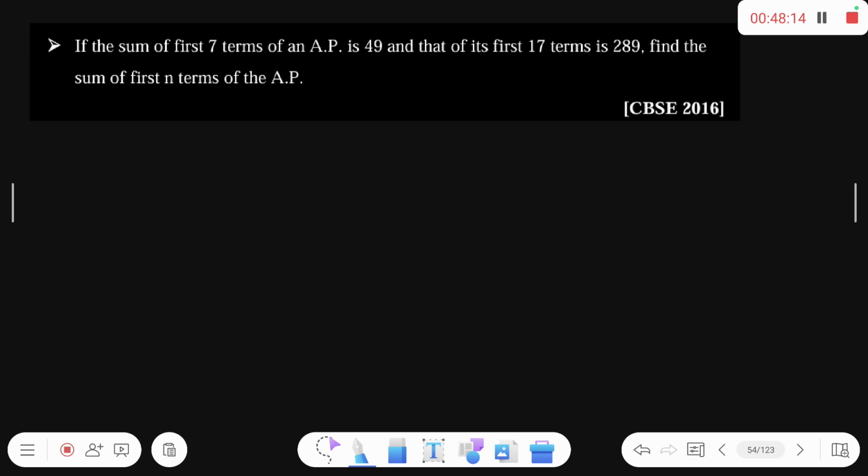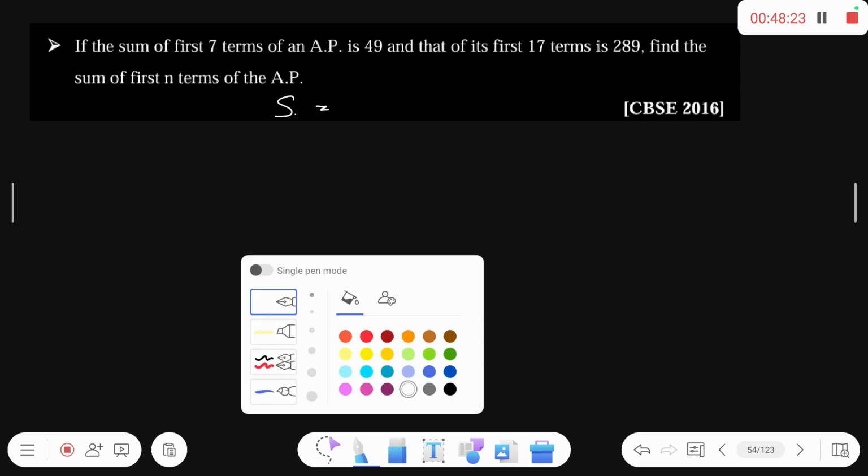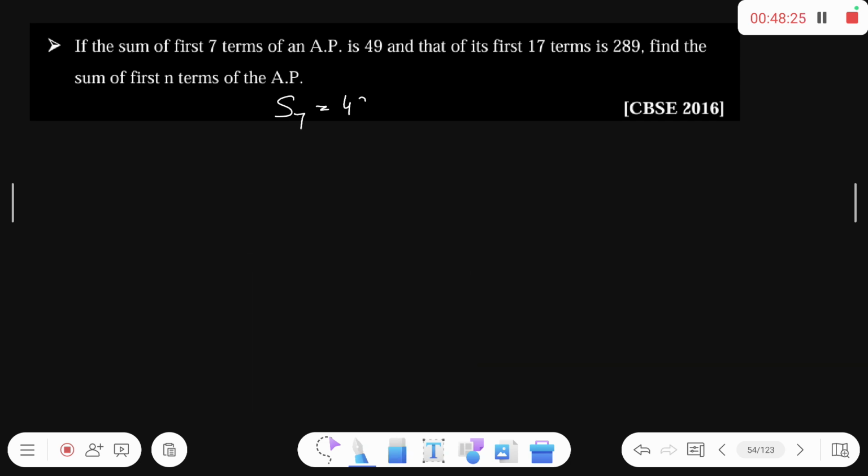Next, if the sum of first 7 terms of an AP is 49, S7, sorry, not SN, S7 is 49, and that of its first 17 terms, S17, is 289. Find the sum of first n terms of an AP. You have to calculate A and D, then you have to put it into the SN formula. Let me do it for you.